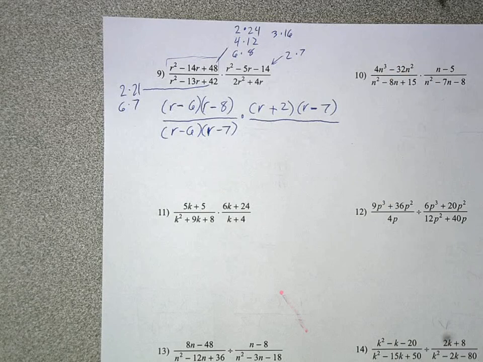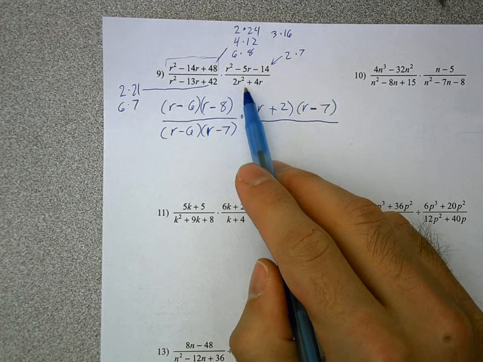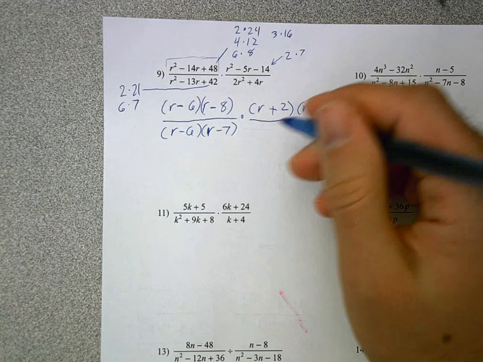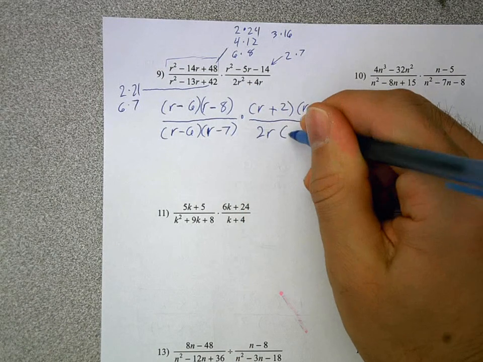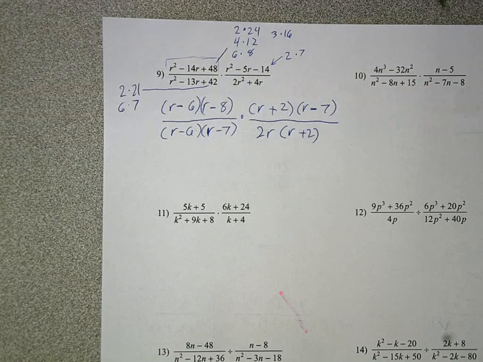And the last one, we're back to just greatest common factor. 2r squared plus 4r. We can take a 2r out of both of those. 2r times r plus 2. Does everybody see where that last one comes from? Back to what we had been doing at the beginning of class. Factoring out that both of them have a 2r.